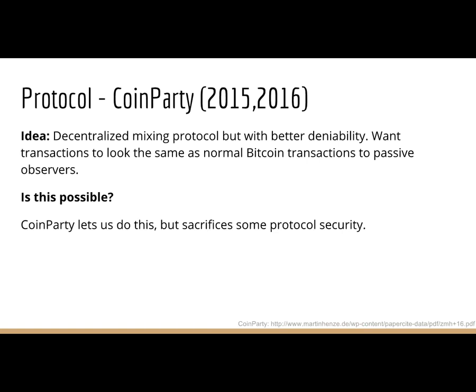That brings us to another style of decentralized protocol called CoinParty.